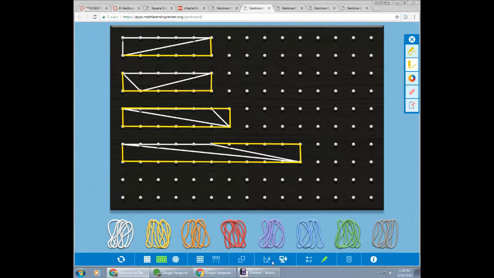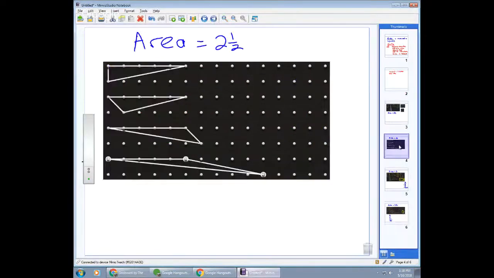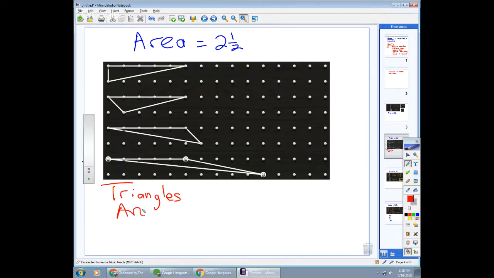Okay, so I just want to summarize what these have in common, and we're going to make an observation based on that. So these are them right there. Things that are in common here: these are all triangles. They all have the same area. Area equals 2.5. What else do they have in common?